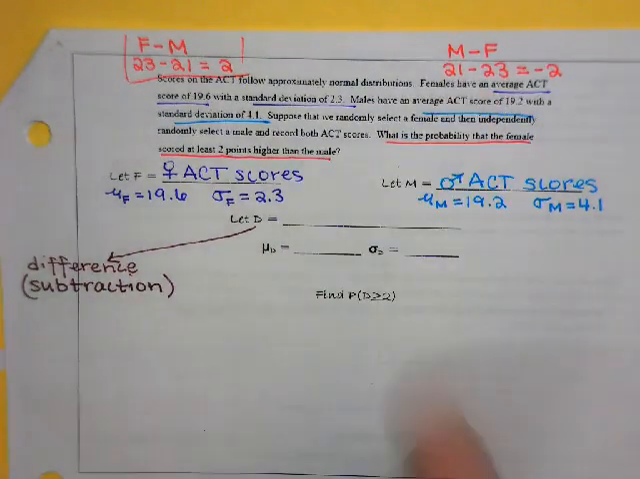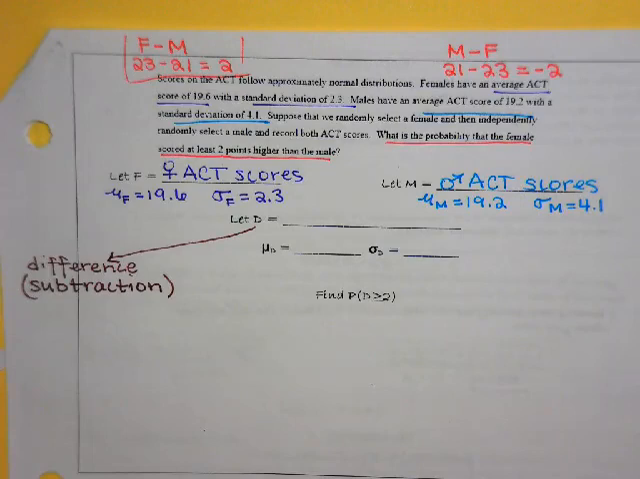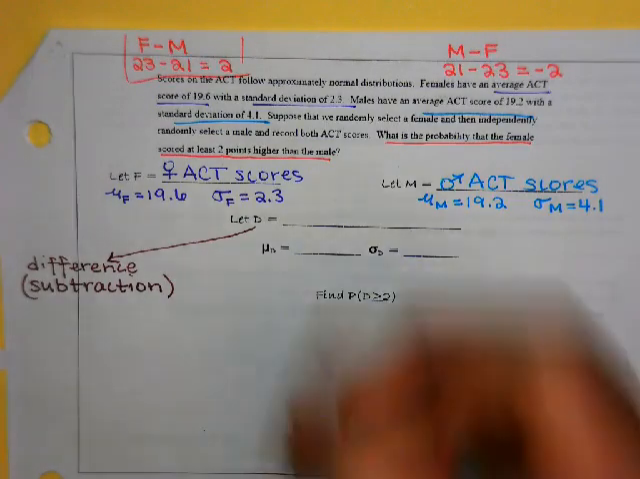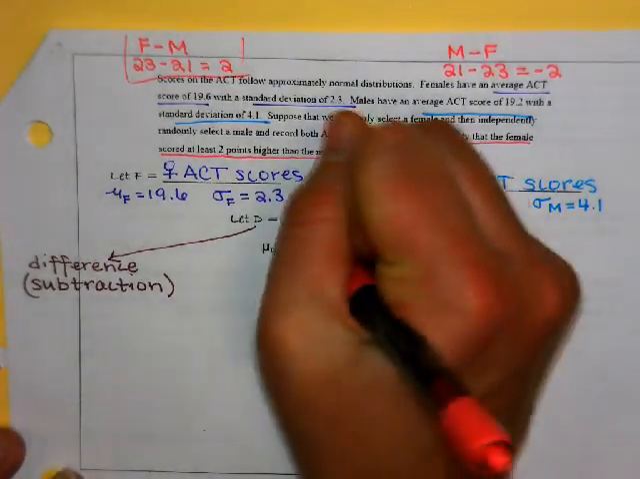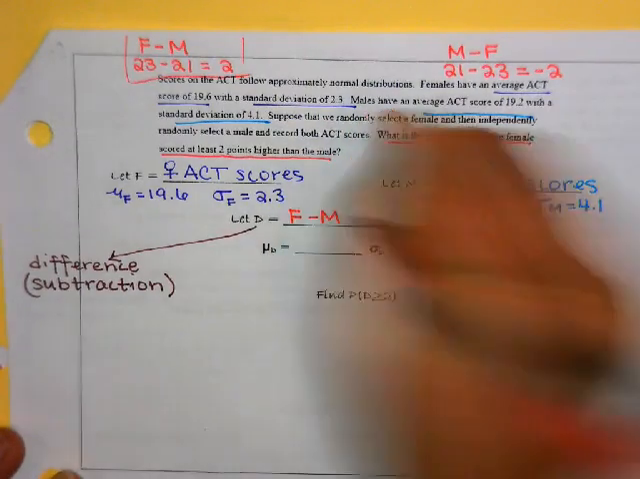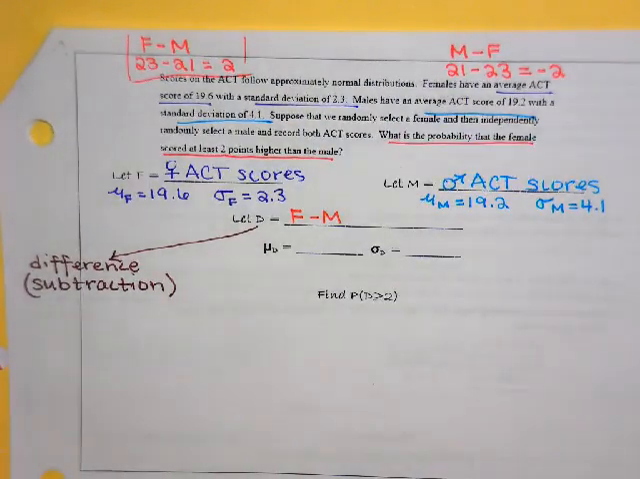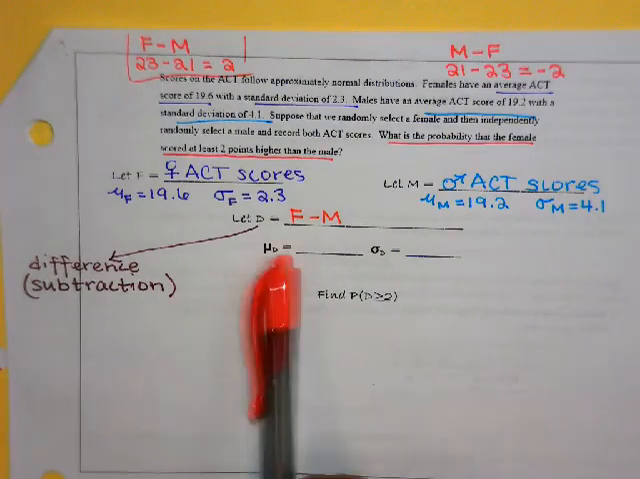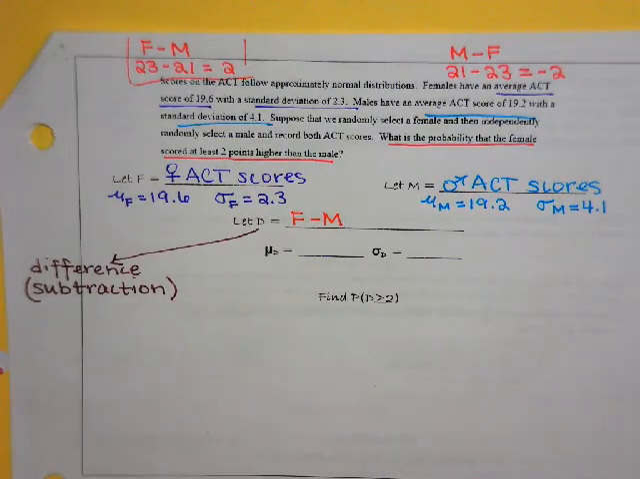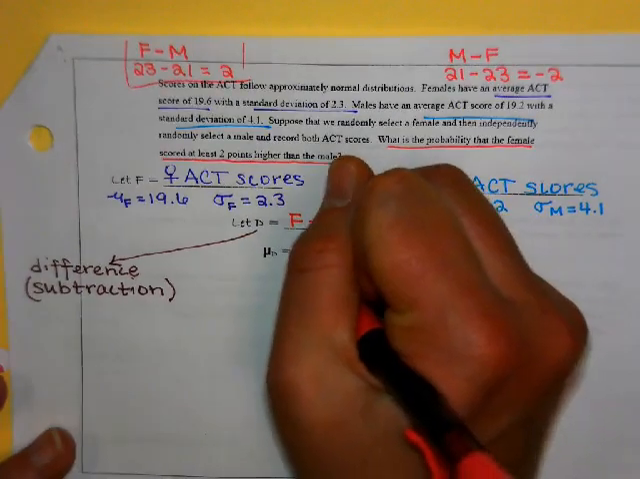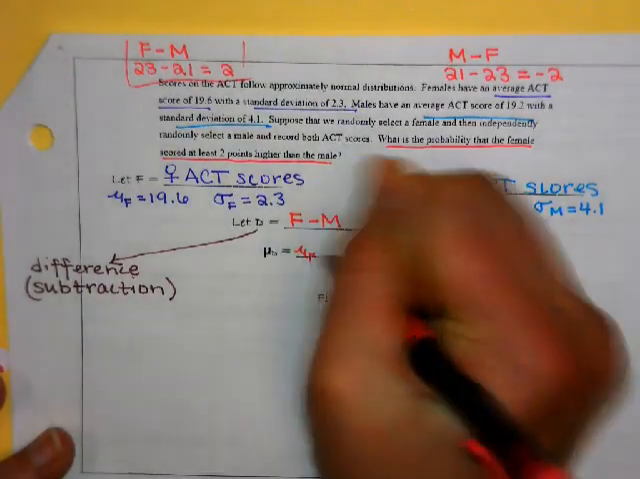So how do I find the mean of D? Can I subtract my means? Yes. So I'm going to take the mean of the females minus the mean of the males to find the mean of my difference. So 19.6 minus 19.2, which is 0.4.